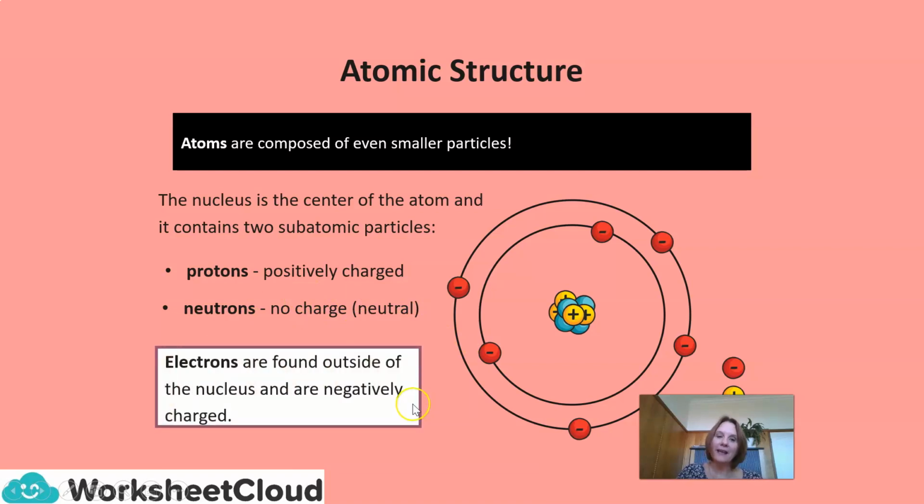Then we have the electrons. These are the negative charges, and they are found outside of the nucleus, and like I said, they are negatively charged. So we have our atom. In the center, we have our nucleus with our protons and our neutrons, and on the outside of the atom, we have our electrons. Okay, I hope that's all sunk in.